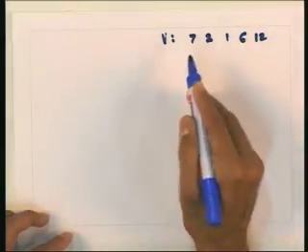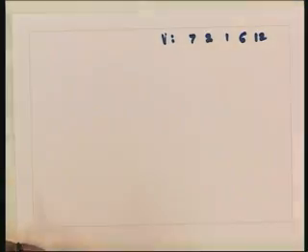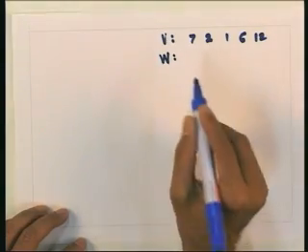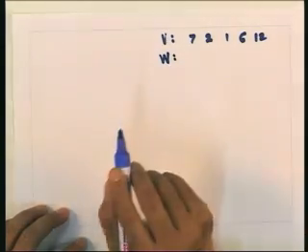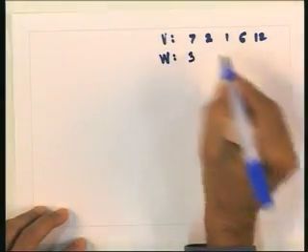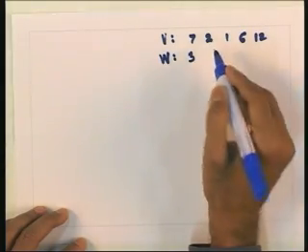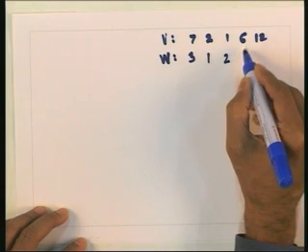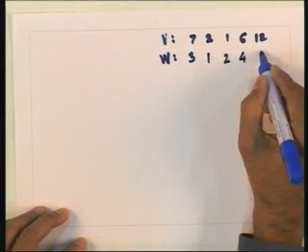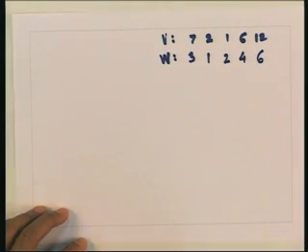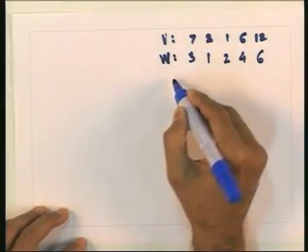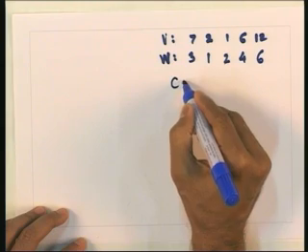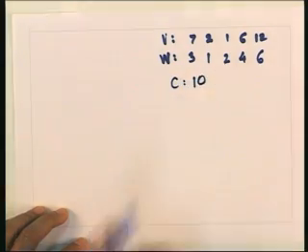You can think of the value as being given to us in rupees or something like that. Then we are also given another vector, which gives us the weight of each object. For example, we might have that the first object weighs 3 kilograms, the second object weighs 1 kilogram, the third object weighs 2 kilograms, the fourth object weighs 4 kilograms, and say the last object weighs 6 kilograms. And finally, we are given a knapsack and its capacity. This is our last parameter C, and say this time C is given to be 10.